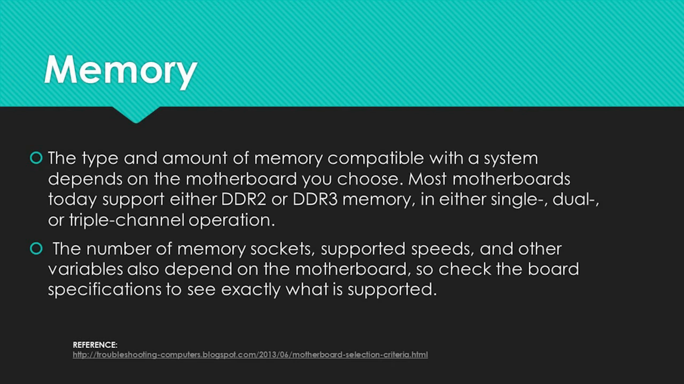So we have number 3. Let's talk about the memory. The type and the amount of memory compatible with the system depends on the motherboard you choose. Most motherboards today support either DDR2 or DDR3 memory in either single, dual, or triple channel operation. The number of memory sockets, supported speeds, and other variables also depend on the motherboard. So check the board specification to see exactly what is supported.